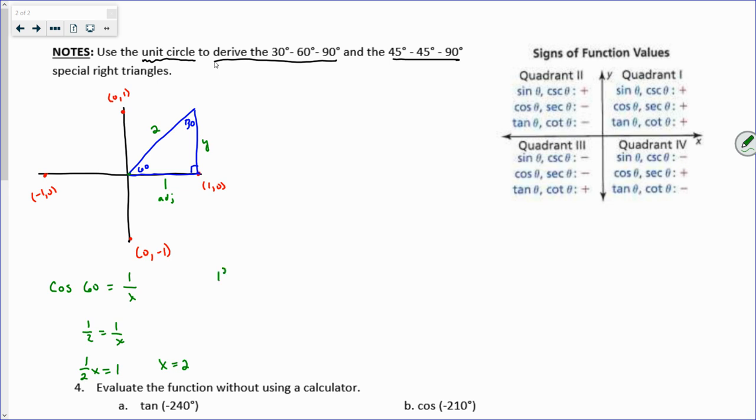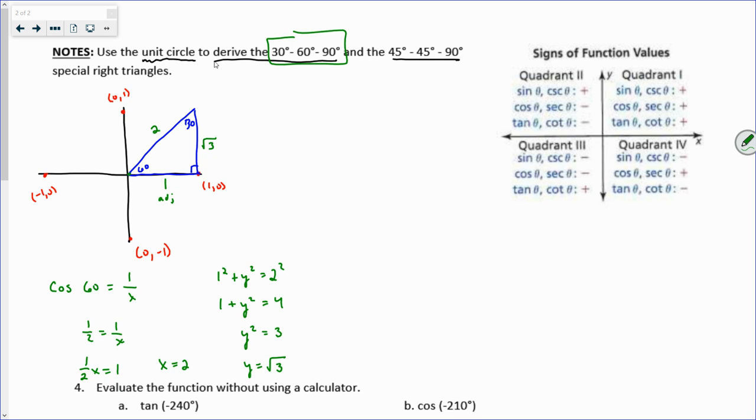From there, I'm just going to use the Pythagorean theorem, a squared plus b squared equals c squared. So 1 squared plus y squared should equal 2 squared. 1 plus y squared equals 4. Subtract the 1 over. y equals the square root of 3. Really plus or minus, but since it's a distance, we won't. So what you're seeing is this is where the 30, 60, 90 triangle comes from.